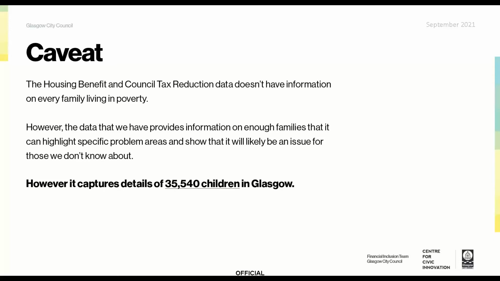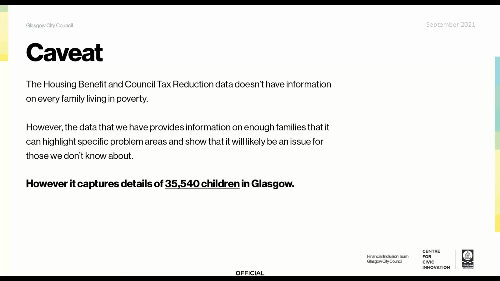So it's not all families, because not all families will claim council tax reduction, and not all families will be in a household where mum or dad has a liability for council tax. But it's certainly captured enough, because the first report, it was 36,000 families, and this second report, it was 35,540 children. So we knew, although it didn't capture everybody, it certainly captured enough to allow us to understand child poverty in Glasgow. So key questions answered.